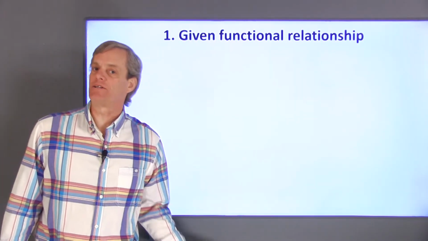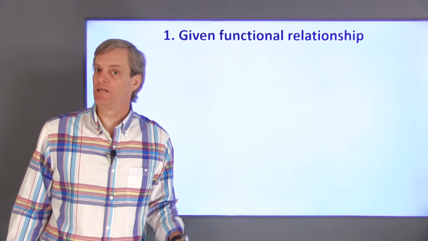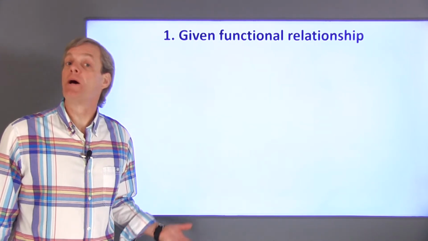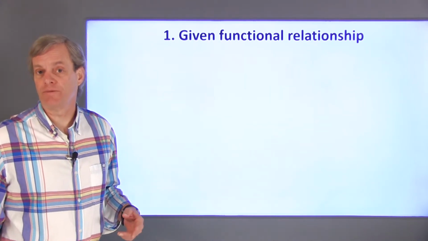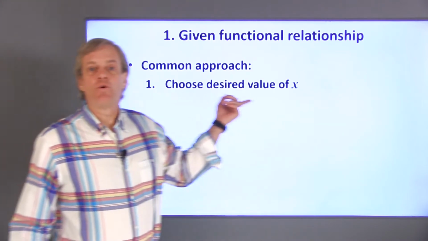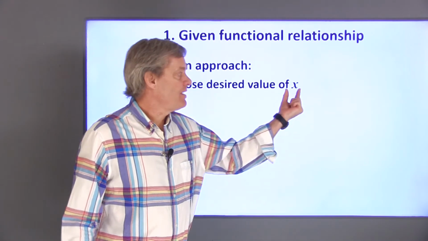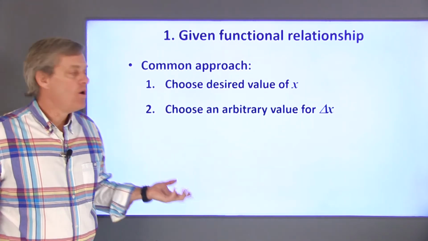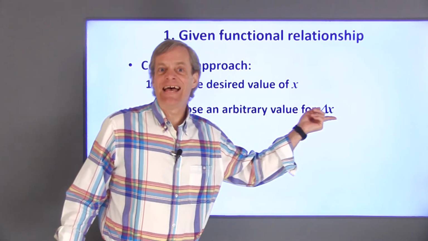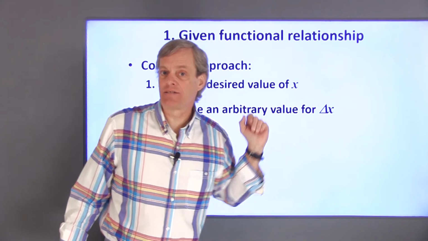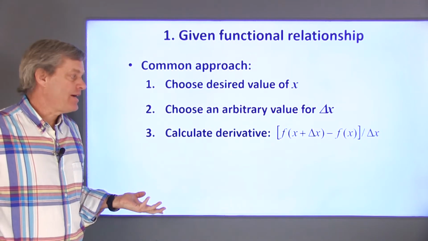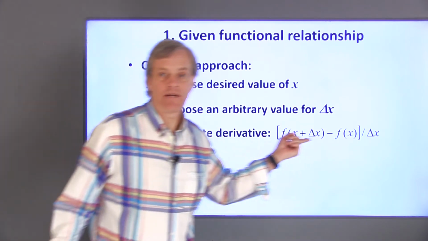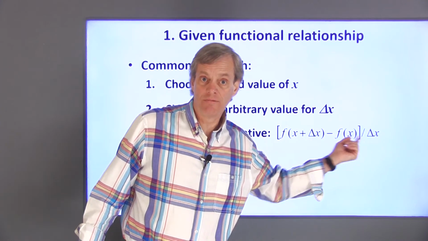Now I'll talk about calculating the derivative of a functional relationship. The steps I'll provide here are a relatively common approach, but not necessarily universal. First, of course, you'll need to know the value of the independent variable x at which the derivative is to be calculated. We also need a first guess at a value for delta x. After x and delta x are known, we can estimate the derivative. Just plug the correct numbers into this equation.